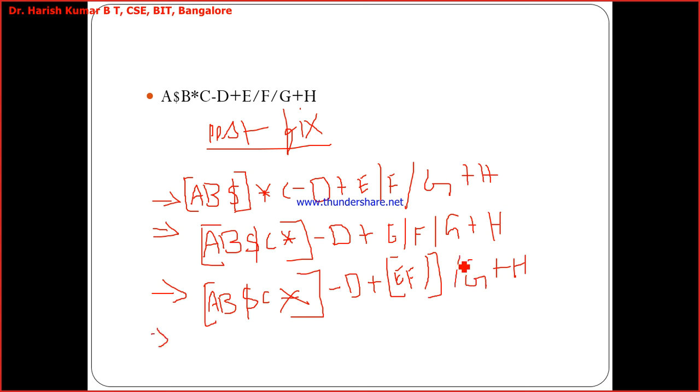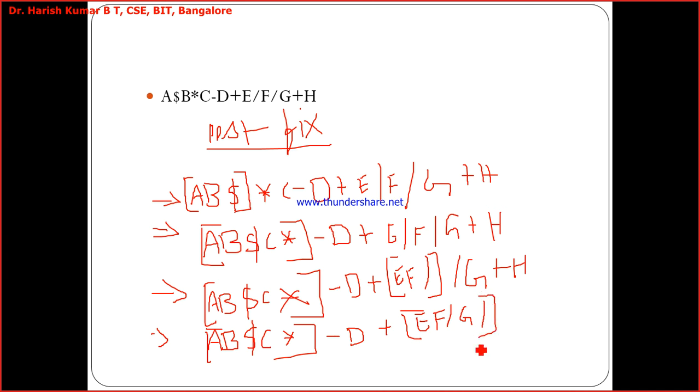Next, there is one more divide. Correct, right? I'll take that. So AB dollar C star. So this is one operand. Let me put it inside the big bracket. Minus D plus, and now this is what I have to do. Now it is EF slash G, and this slash comes here. Slash. Hope you understood? And this is one another term, and then plus H.